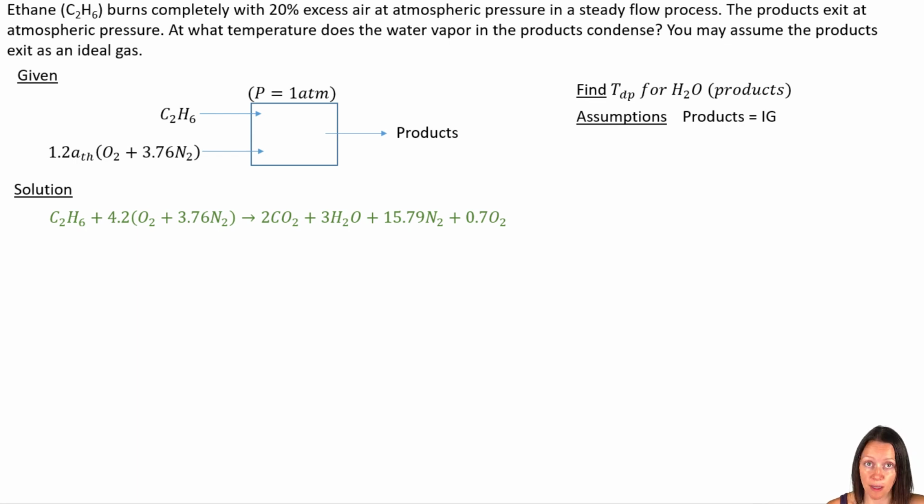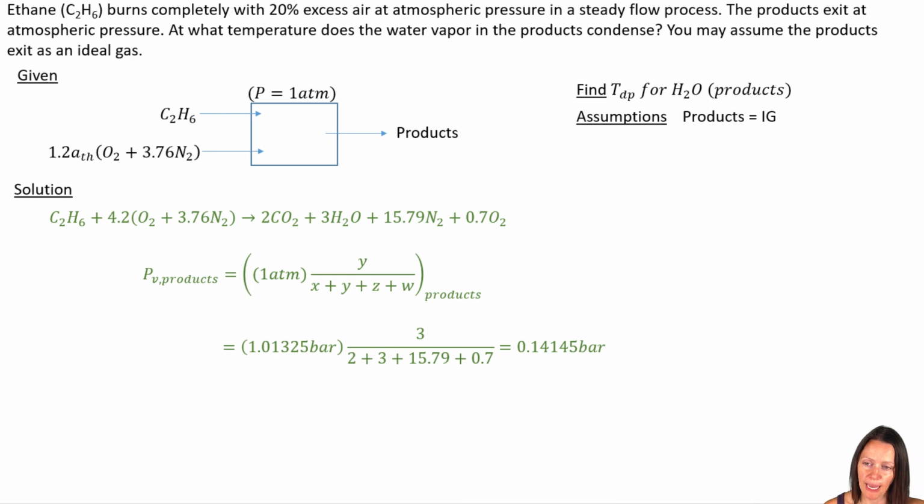Now I'm ready to go back to my governing equation and plug in X, Y, Z, and W. So the partial pressure of my water vapor, I went ahead and put the ATM in terms of bar, just because your saturated water tables are in bar. And if I plugged in all those numbers, I get a partial pressure of about 0.14145 bar. And the saturation temperature at that partial pressure is about 51.7 degrees Celsius. So that's your answer. The water vapor in your ideal gas mixture of the products is going to condense if you cool it below 51.7 degrees Celsius.